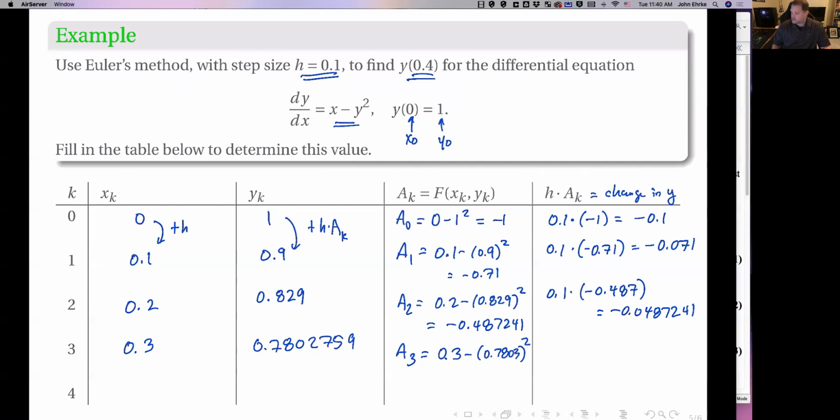So A3 is 0.3 minus the Y value squared there. It turns out to be negative 0.30888681. And so when you step it off, you're going to lose about 0.03.